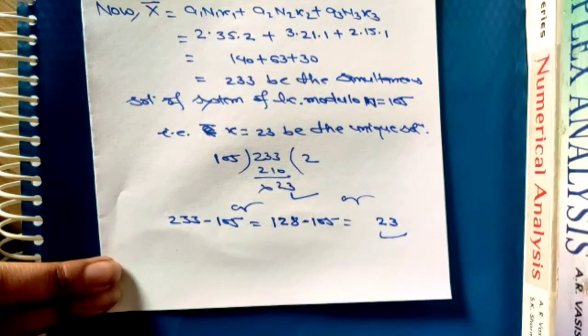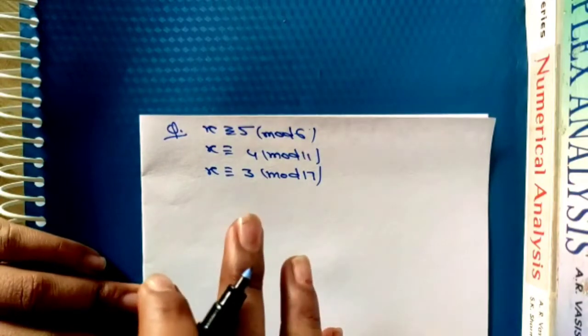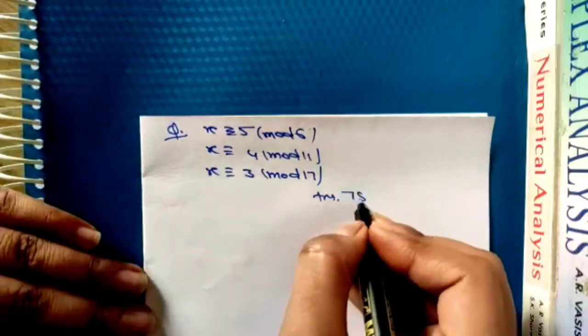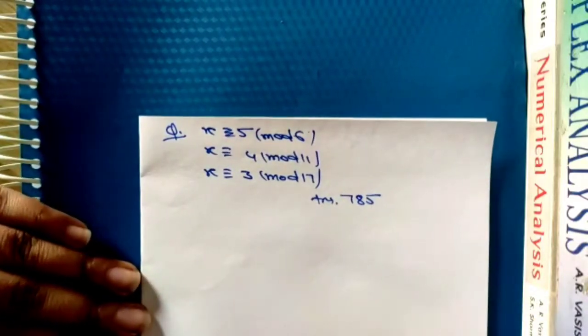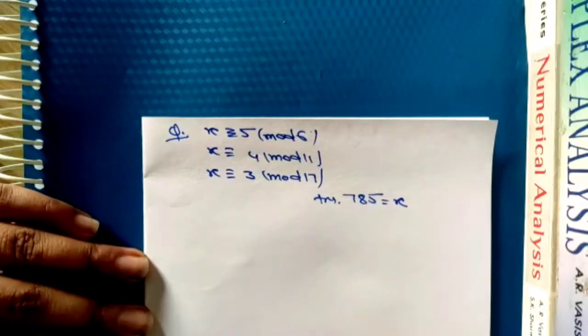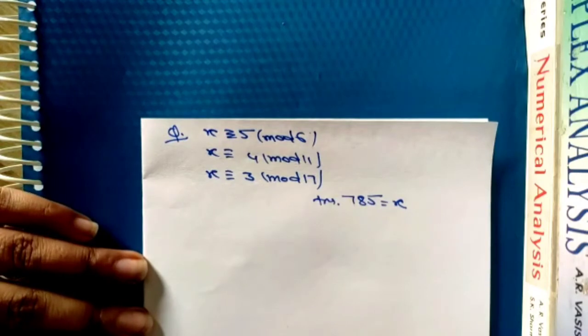Okay. Let's move to the next question. So this question is homework for you. Do practice and I will provide you the answer. Answer is 785. Okay. The unique value of x is 785. Okay. If you find any difficulty, please comment down below. I will make the video for the solution.